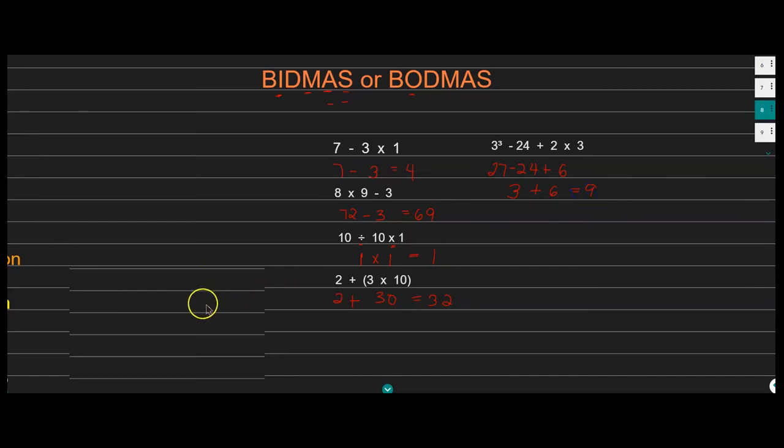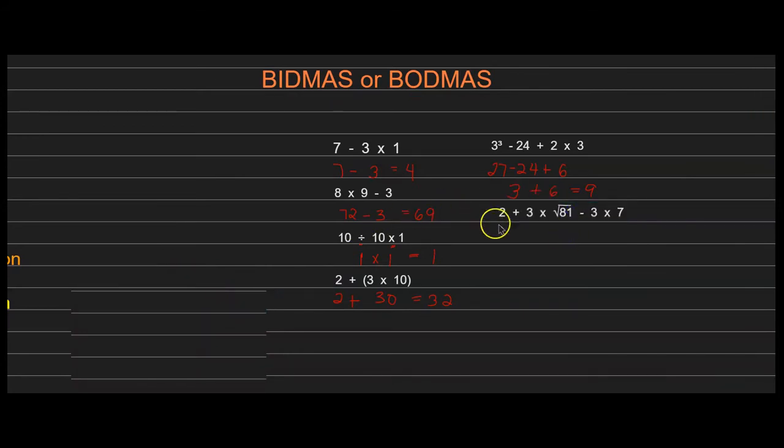Another example that we can have is this one here. A little bit more complicated. What operations have we got here? We have addition, multiplication, the index or roots, subtraction, and multiplication again. First, we need to do the index. So the square root of 81 is 9.